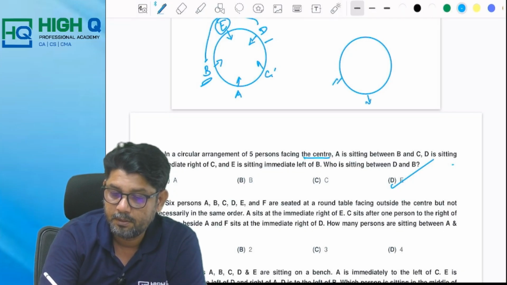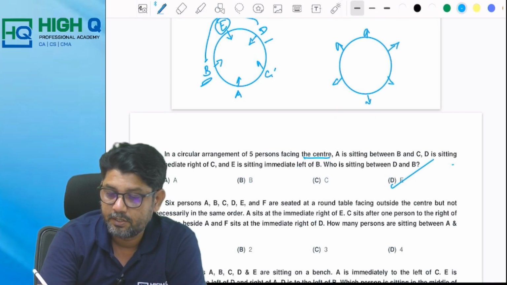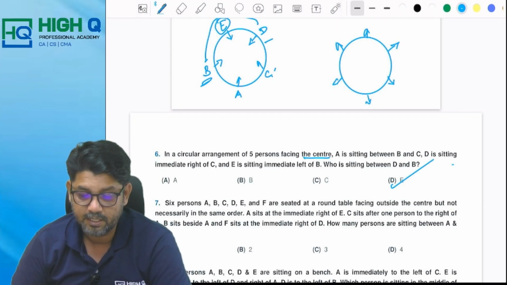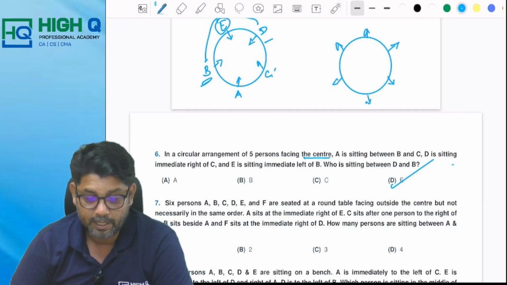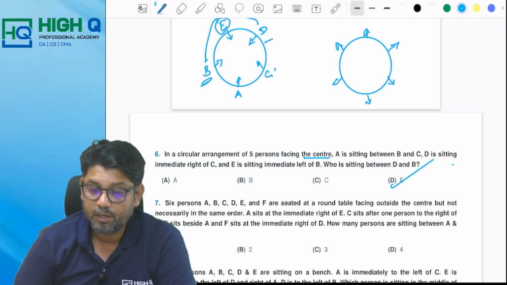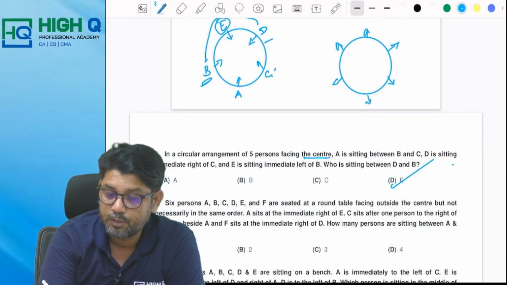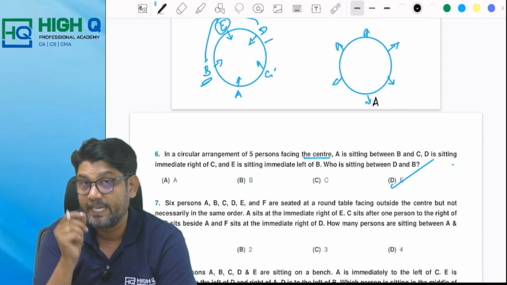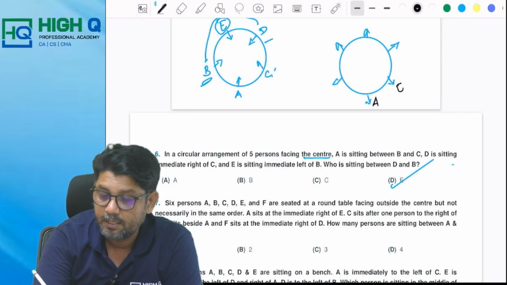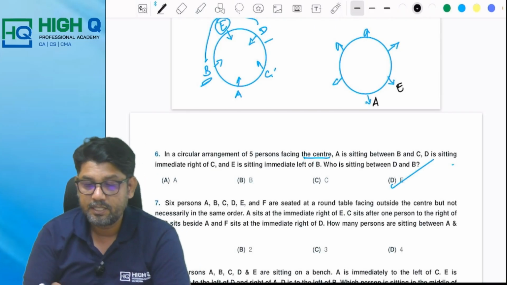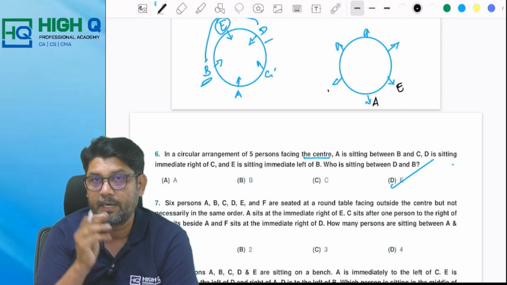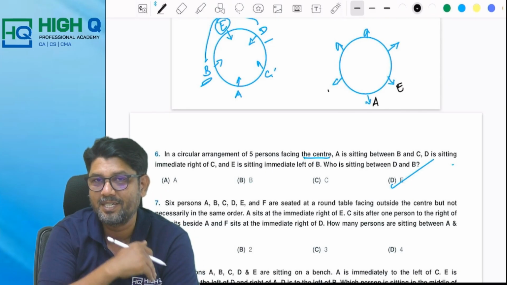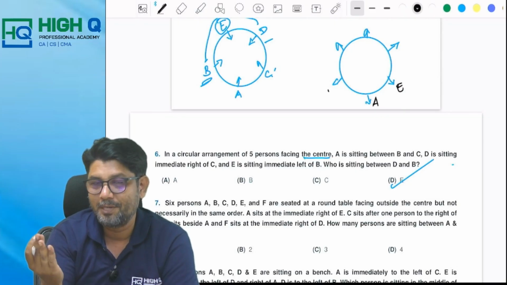Six people. They are not facing the center, they are facing outside the center, but not necessarily in the same order. It's okay. A sits at the immediate right of E. As I told you, I have to fix one place for one person. Let me fix A here. A sits immediate right of E, that means this side has to come. Now, they are facing outside the center, so right will become left, left will become right.